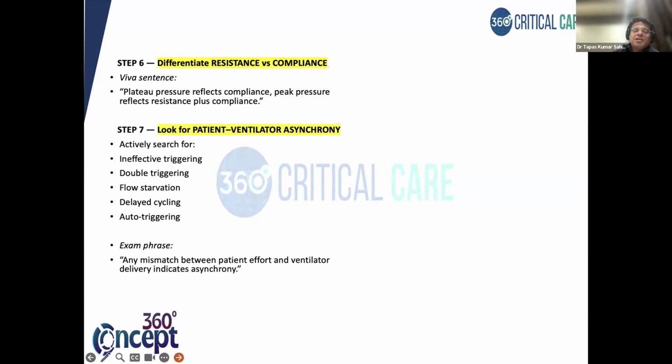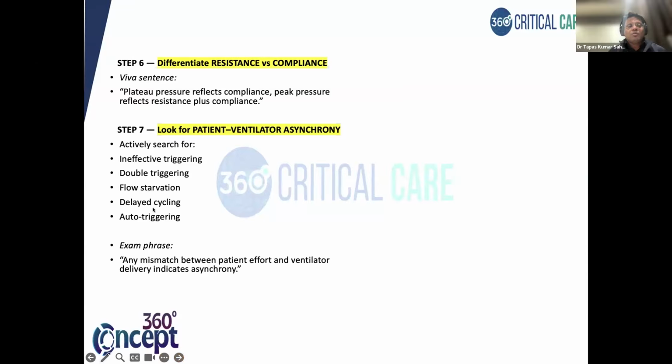Now step 7 would be to look for ventilator patient asynchrony. Till now you were concentrating on the ventilator screen, having analyzed the mode, the scalar, the baseline, the inspiration, the expiration, then the resistance and compliance. At this point you would be looking at the patient. The examiner would not be very happy if we only focus on the ventilator. Like the monitors, we are not treating the monitors, we are treating the patient.